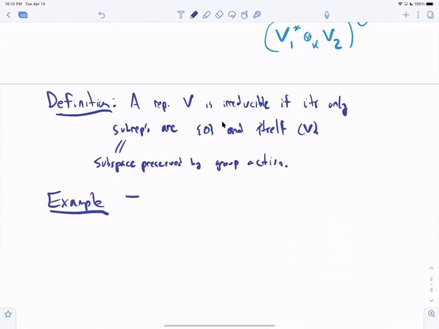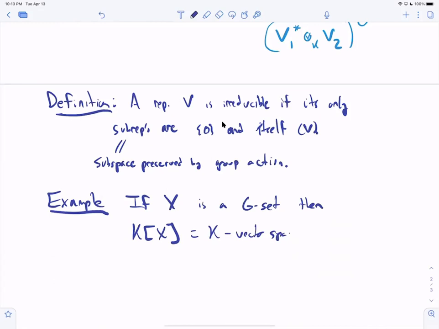So if X is a G-set, then we write K[X]. This is just equal to the K vector space with basis X. So I treat the elements of X as formal symbols, and then I take formal linear combinations.